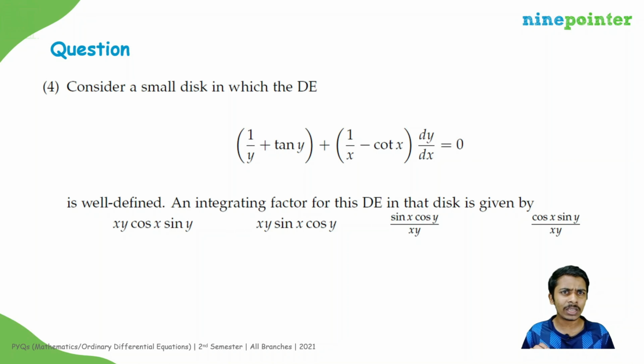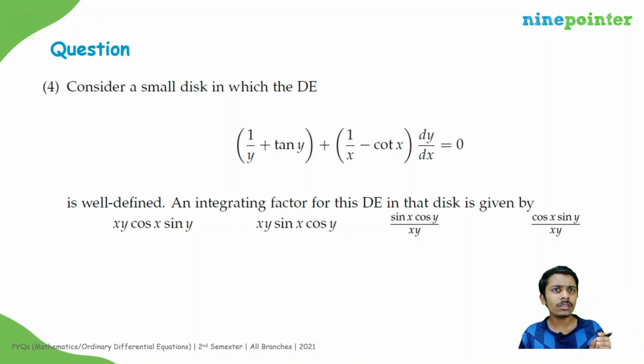What is an integrating factor? Suppose a given differential equation is not exact. In that case, we multiply the entire differential equation by a function mu of x comma y. It may be a function of x alone or y alone, but in general a function of x and y, which when multiplied with the differential equation will convert it into an exact ODE so that we can solve it easily. So we have to find such a function.